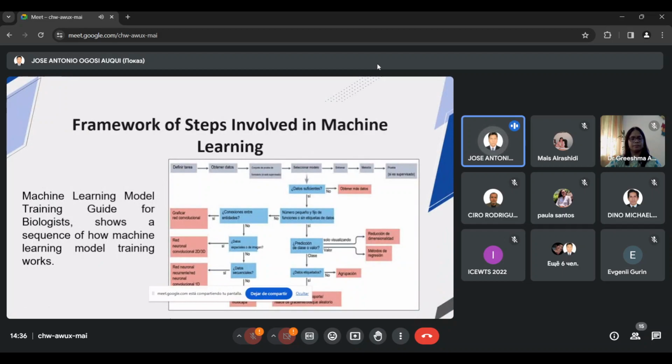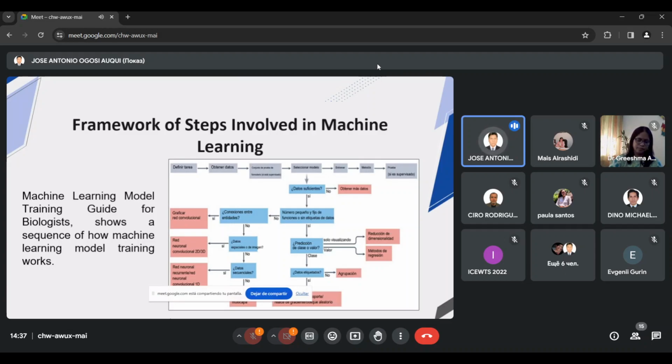Well, this is just the framework of the steps involved in machine learning. The machine learning model training guide for biologists shows the sequence of how machine learning model training works, and this is a chart. Sorry, because this is in Spanish. "Definir tarea": we have to define the task, obtain the data, and continue with the chart. We have to select the model, we have to train, and follow other different concepts.